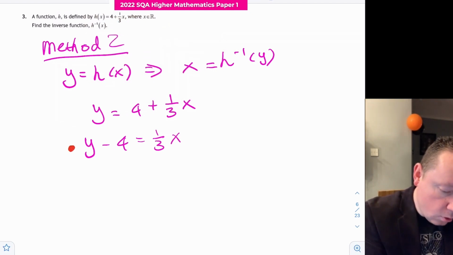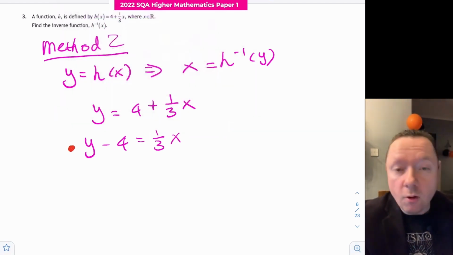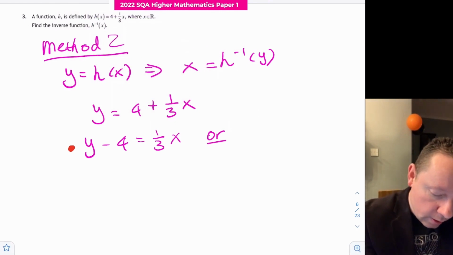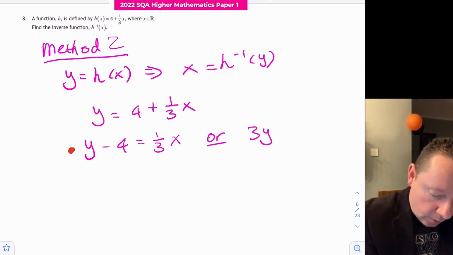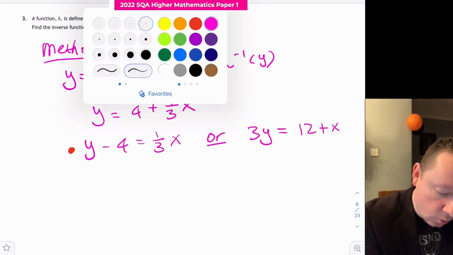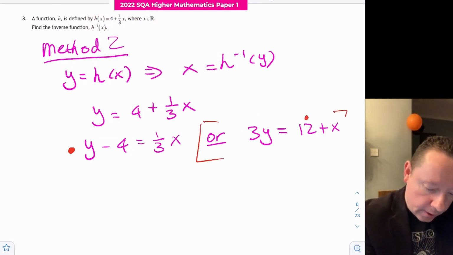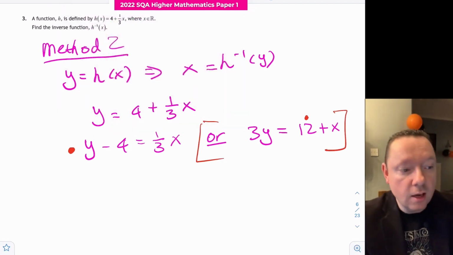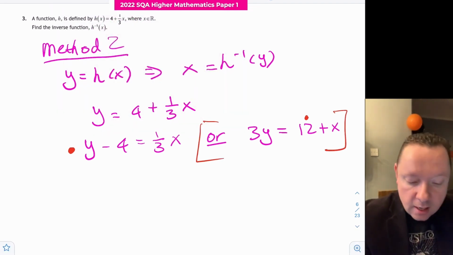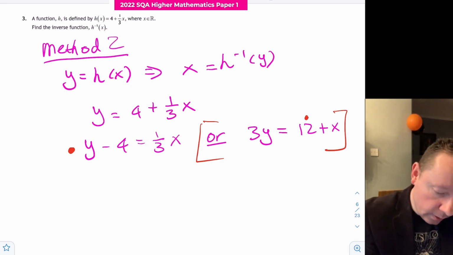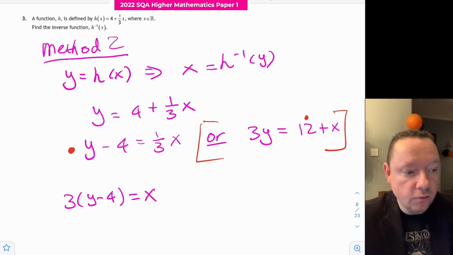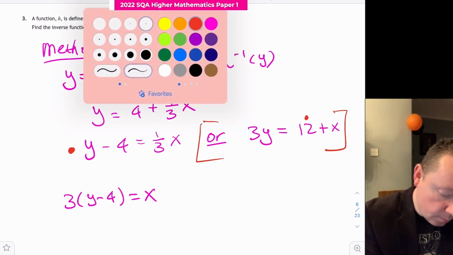That's a mark there. Or alternatively, if you prefer to multiply 3 by 3 first, you could have 3y equals 12 plus x. If that's the way you prefer to go, I would do it the first way, but that's the alternative way. Continuing on with the way that I've done it, that's your first mark, then expressing x, making x the subject. So from here, we're going to times through by 3. So we've got 3y minus 4 equals x, or x equals 3y minus 4. There's your second mark there.